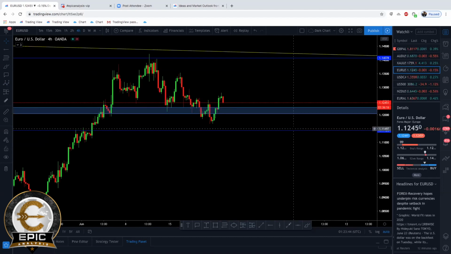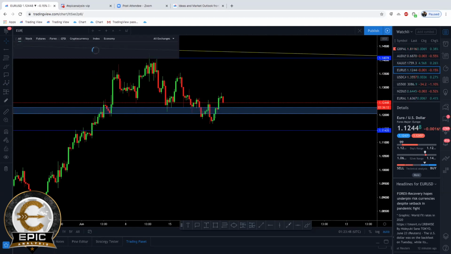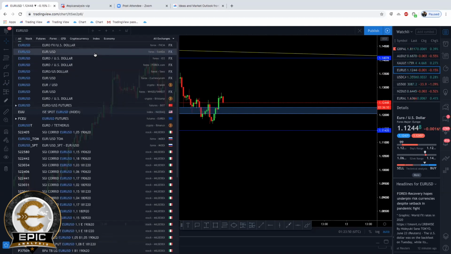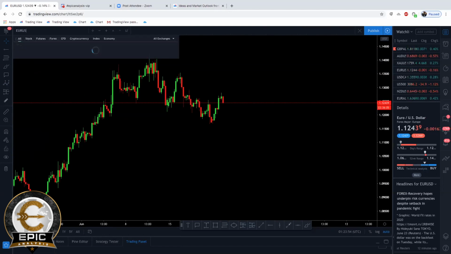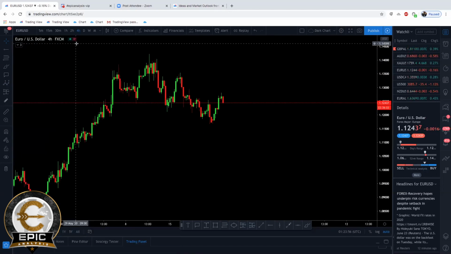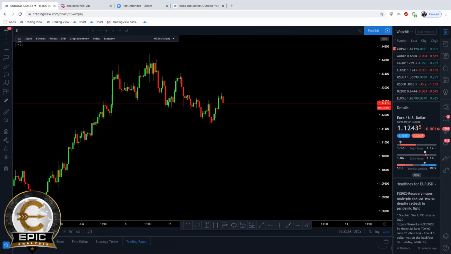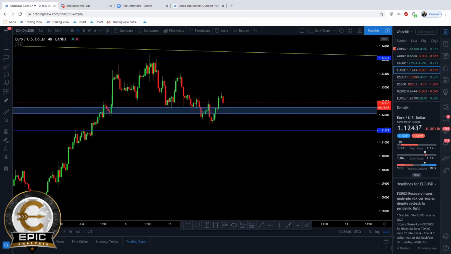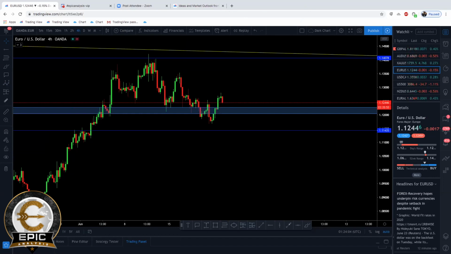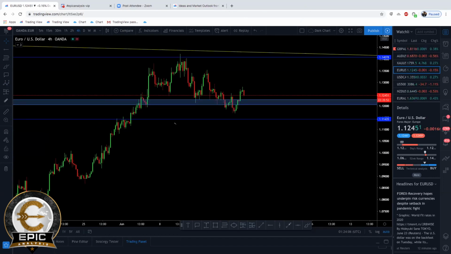EU. Oh, EU. They're all doing the same thing. Let me see. I'll just keep it simple. EU. Yeah, EU also is rejecting. So, you know, we caught the initial move on EU, and now it's pulling up, creating a lower high.